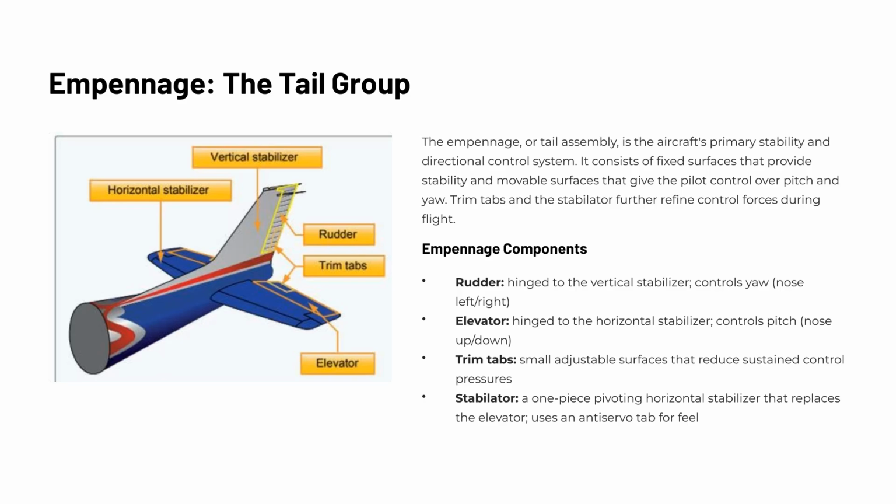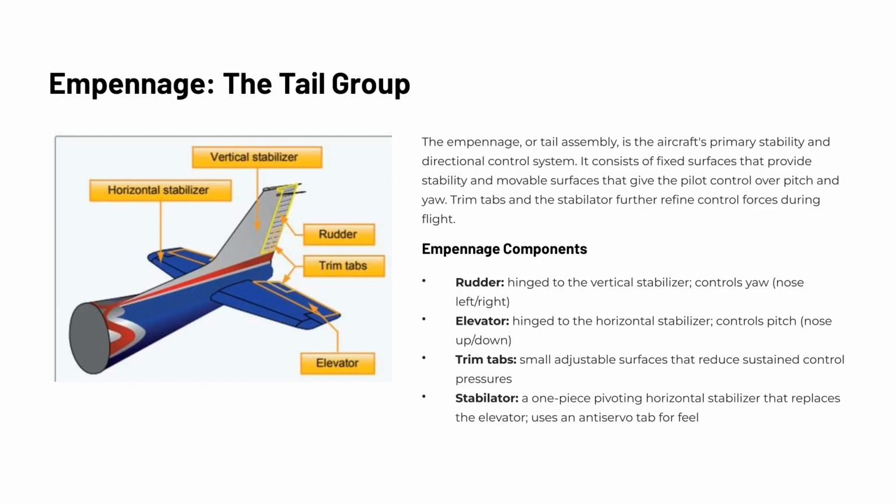The empennage, sometimes called the tail group or tail assembly, is the collection of surfaces at the rear of the aircraft responsible for stability and control. Understanding how these components work together is essential for any pilot. The empennage consists of both fixed and movable surfaces.